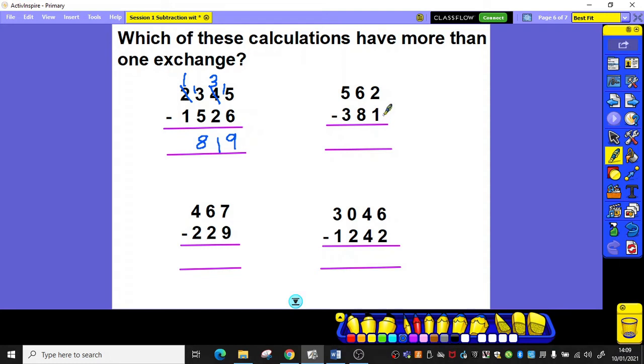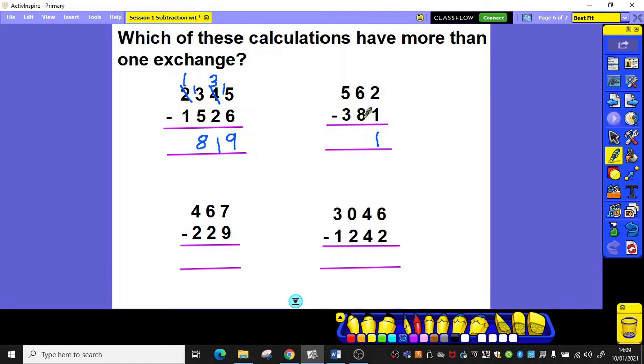Now, sometimes we don't have 2 exchanges. We might only have 1 exchange, or we might have more than 2 exchanges. With this example, 2 subtract 1 is 1. Again, check with the inverse by adding my answer to the number I subtracted away. See if I get to my starting number. 1 add 1 is 2.